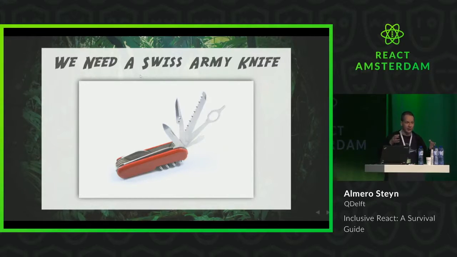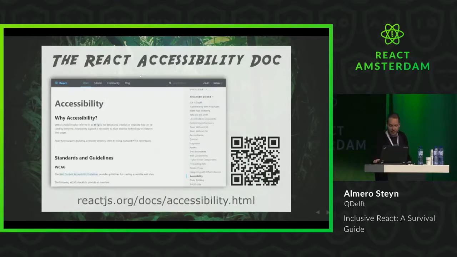How can you go out there and find these examples in your own applications? For that you need a Swiss Army knife to cut through these issues, and that Swiss Army knife is the accessibility page in the React docs. The official docs have a page on accessibility. It tells you why we are doing accessibility, what accessibility is, and it also provides you with tons of good resources that you can use to make your React apps more inclusive and accessible.